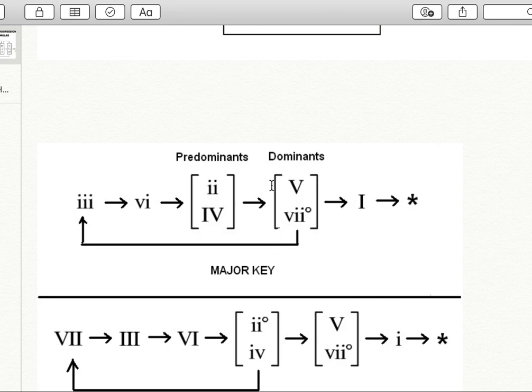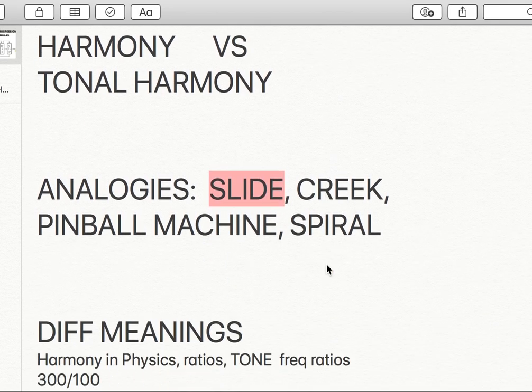This area is called dominant, or the climax, I would like to call it. This area is the predominant. The 2 and 4 are very similar. And that's when you go at the bottom of the slide, you go to the stairs, go up the stairs, go to the top of the slide and slide down. Simple as that.